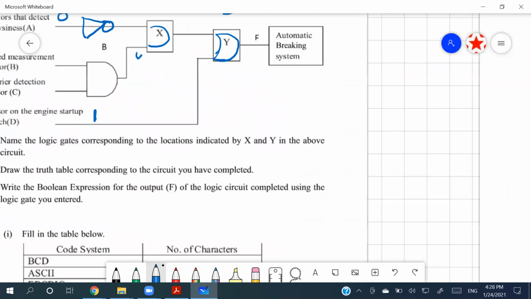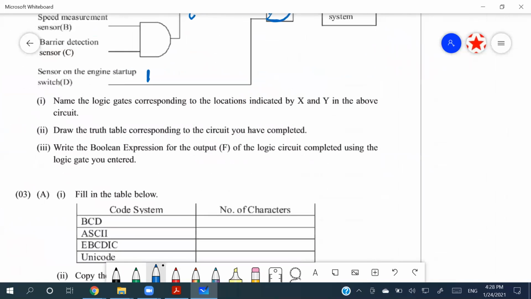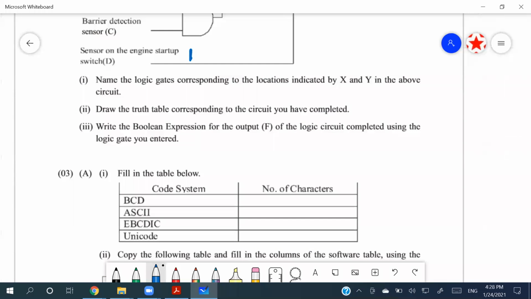Hold on. X and Y, draw the truth table and the corresponding circuit. Write the Boolean expression for the output F of a logic circuit. Yeah, I'll do this like this.